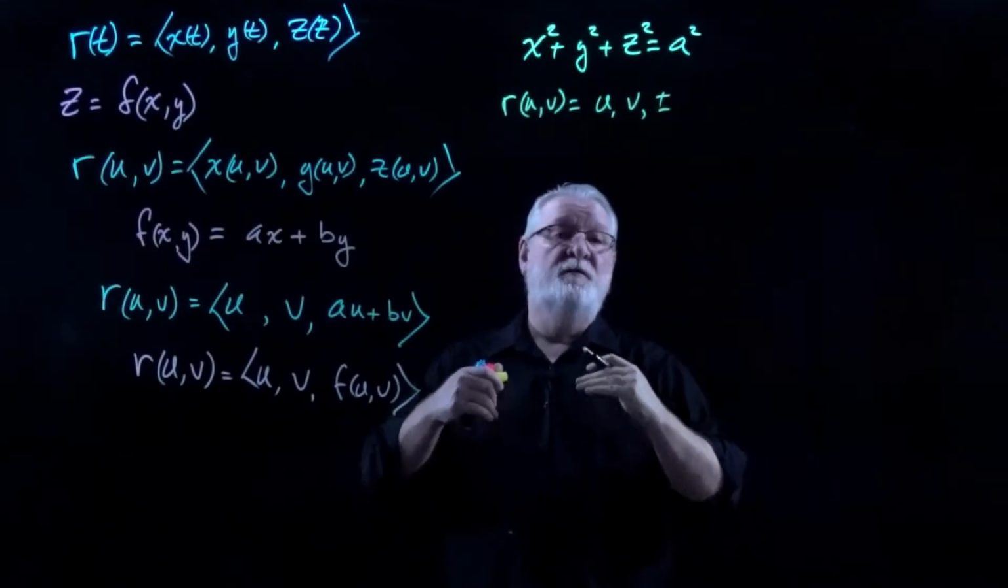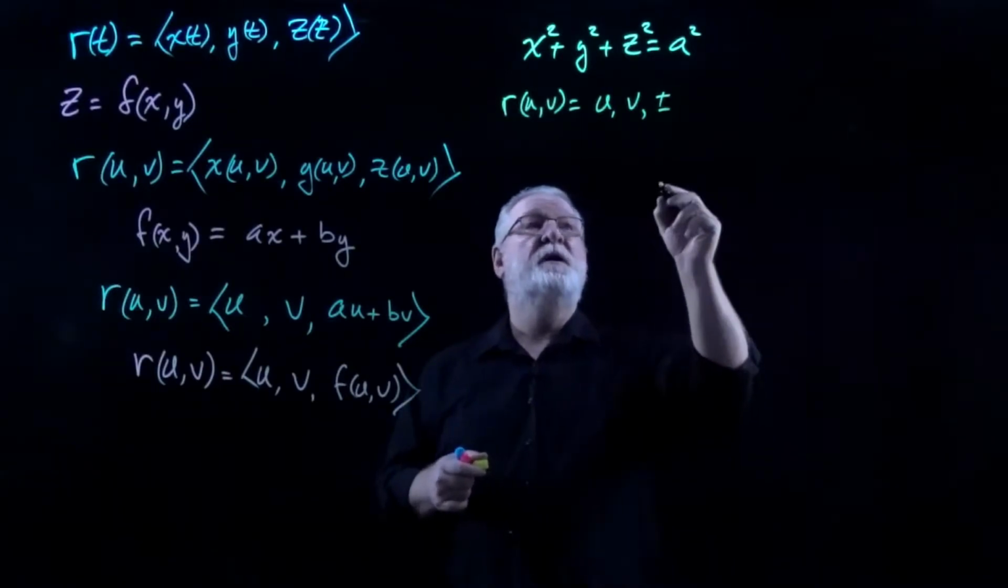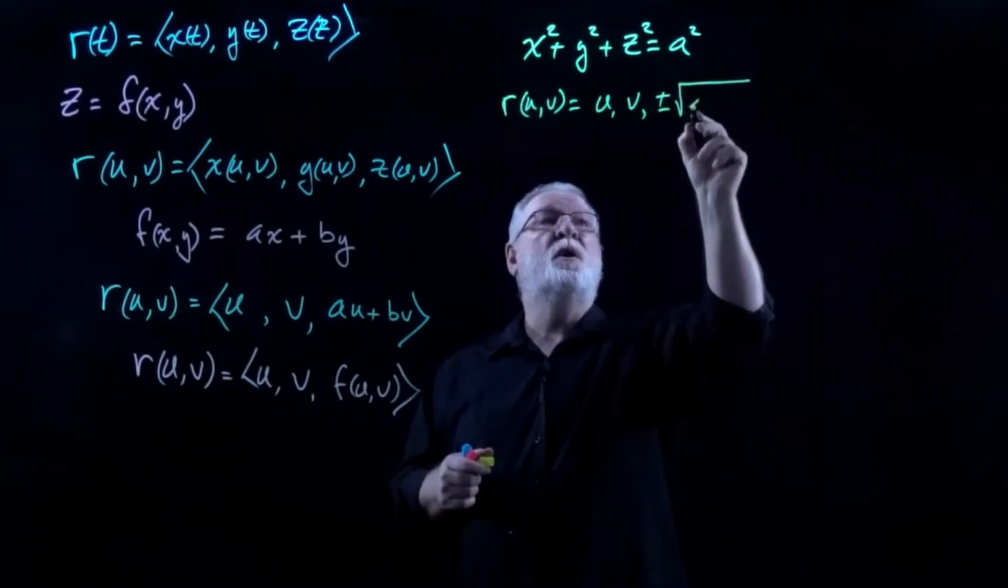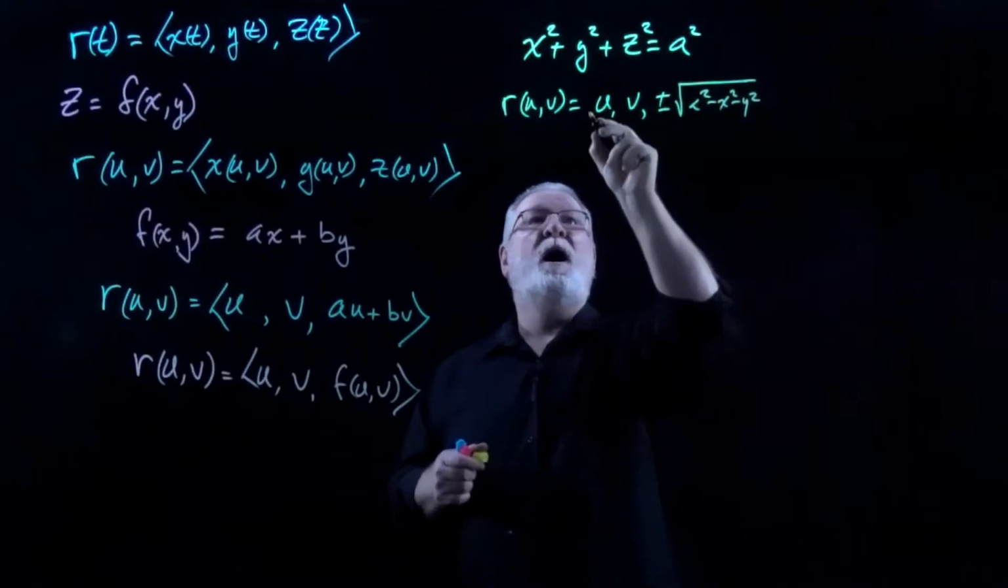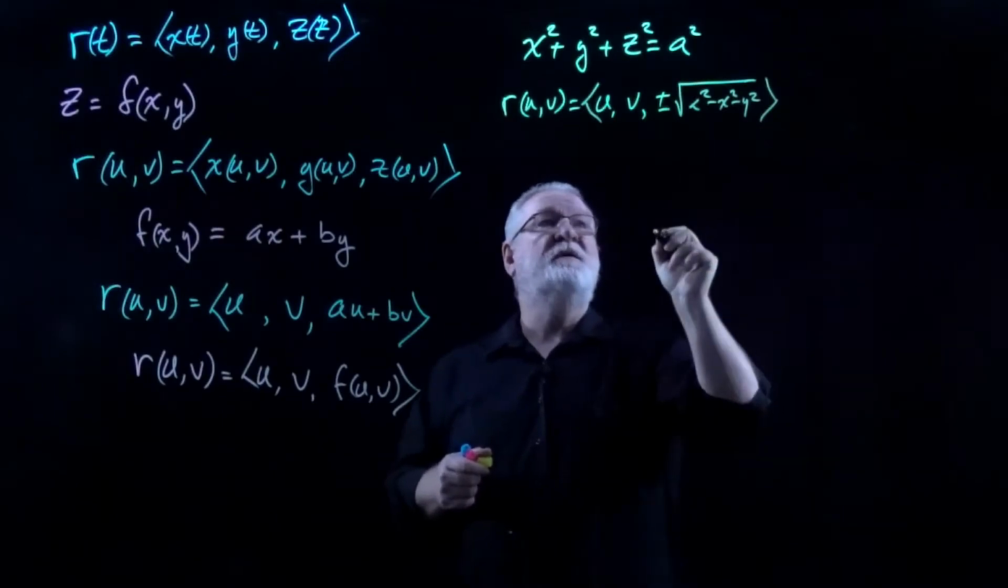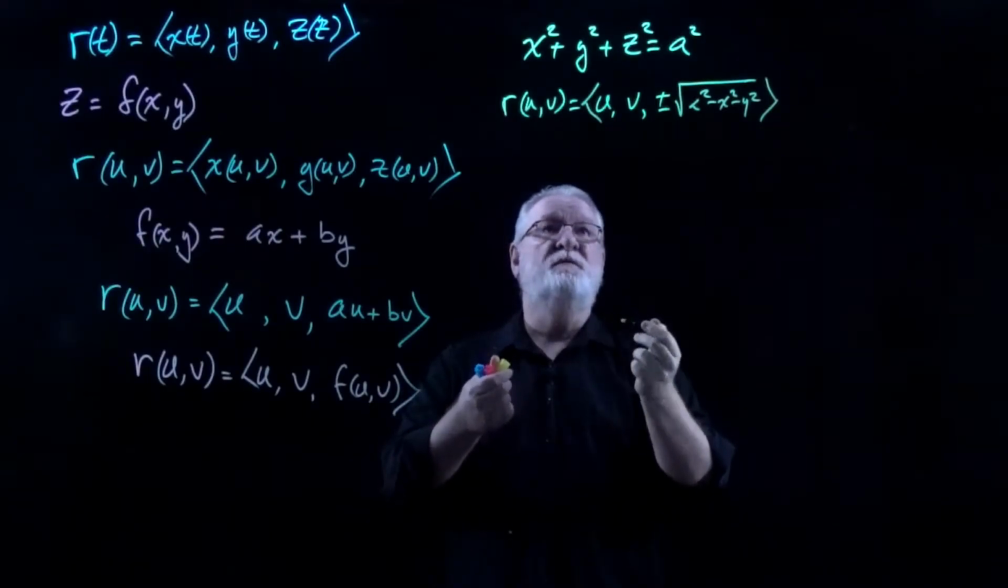So these both can't possibly be represented by the same vector function. I would need r for the upper half and r for the lower half. But this is what it would look like. It'd be the square root of a squared minus x squared minus y squared. Can you imagine taking partial derivatives in terms of u and v?